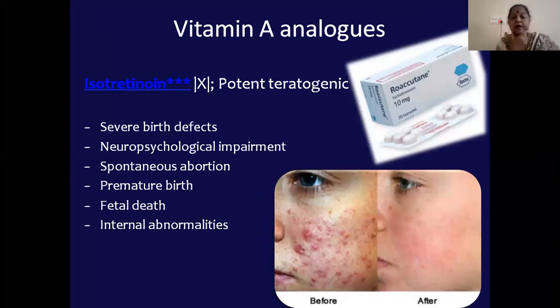So this is a usually common prescription given, and that's why I repeatedly tell you that you should ask the LMP. It is known to cause severe birth defects, neuropsychological impairment, spontaneous abortion, preterm birth, fetal death, and even internal abnormalities. So it is a very dangerous prescription whenever you are giving a vitamin A analog.